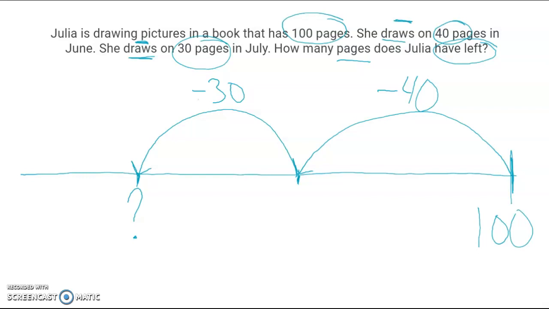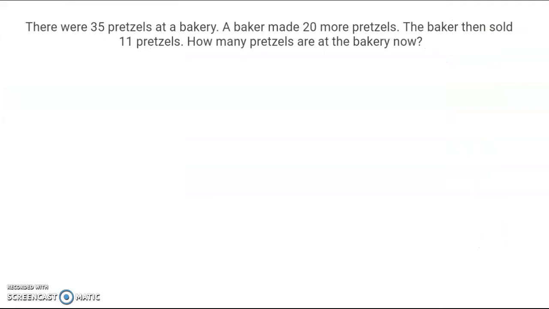Another way I could represent this problem is I could represent it with an equation. I could say I have 100 pages and I drew on 40. And then I drew on 30. And that would equal my mystery number. Let's go look at another problem.